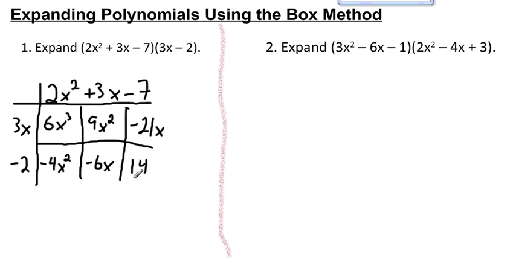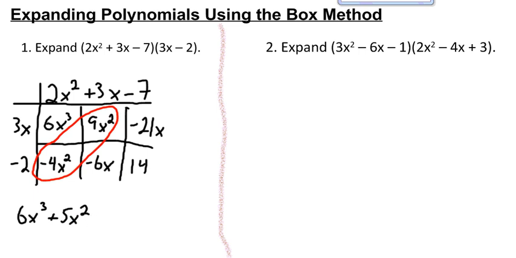So now we want to simplify our answer by collecting our like terms. So we have a 6x cubed in the top left-hand corner. Putting our x squareds together, we'll just circle them in red here. We have a negative 4x squared plus a 9x squared. So together that will give us 5x squared.